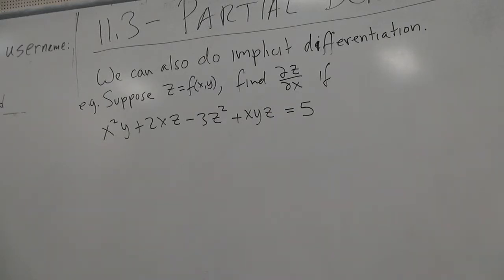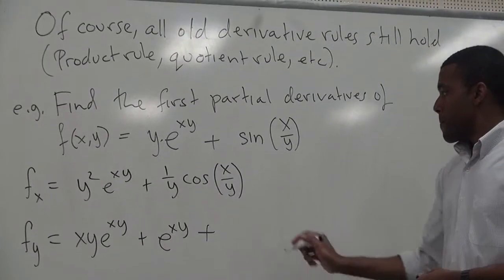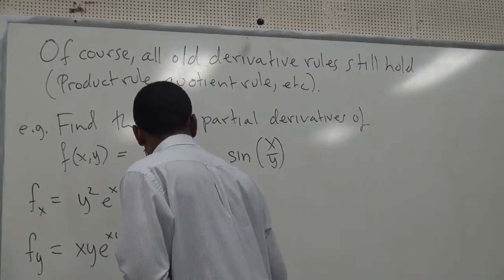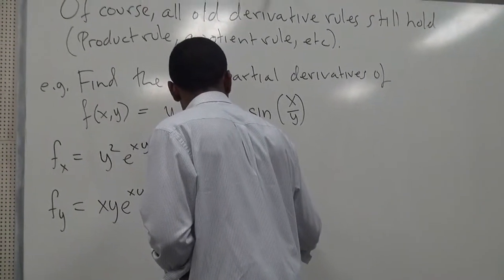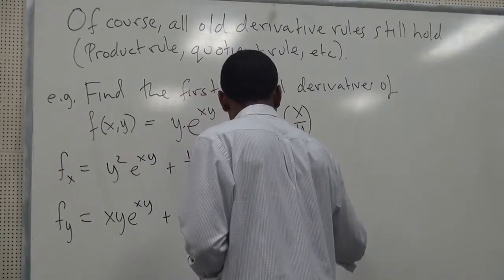Now, x, and y times sine, times x over y squared, cosine. The derivative of x over y is minus x over y squared times cosine of x over y.